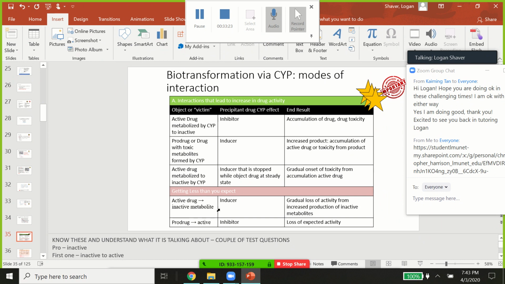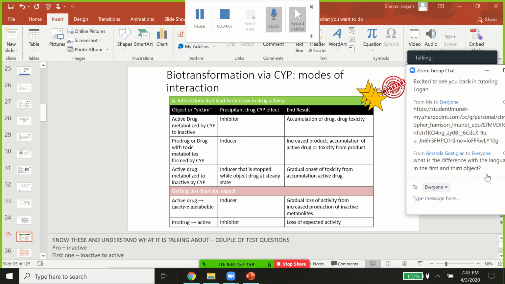Now on to this one. I'll give you an example of that. Say it's the exact same thing, but in this case, it's an inducer. So say that other drug induces that CYP effect. And so you have more active drug becoming inactive metabolites, and therefore you have a gradual loss of activity because you're going into clearance too fast, essentially. So you have to up the dosage if that were to happen. But I would say it'd be nice to work through it and make sure you understand what this table's saying.